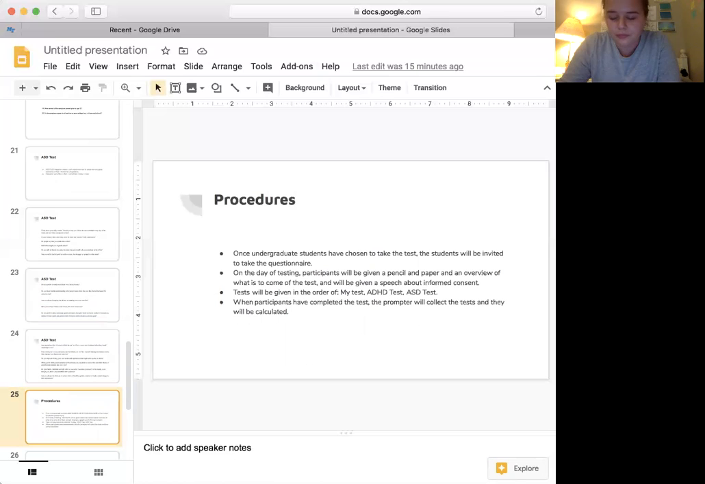Procedures. Once undergraduate students have chosen to take the test, the students will be invited to take the questionnaire. On the day of testing, participants will be given a pencil and paper and an overview of what is to come of the test, and will be given a speech about informed consent. Tests will be given in the order of my test, or the test anxiety test, the ADHD test, and then the ASD test. When participants have completed the test, the prompter will collect the tests and they will be calculated.